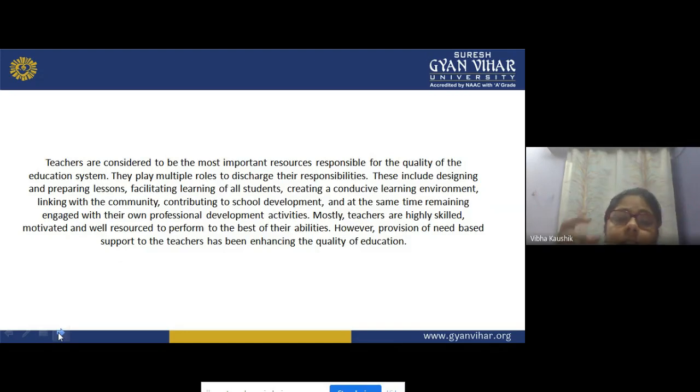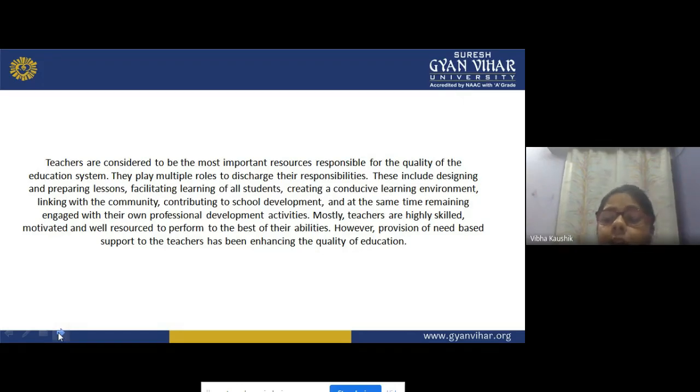Linking the community with the education. Contributing to school development: how the school's progress can be achieved with the help of community members, and at the same time remaining engaged with their professional development activities. And the last thing in which they are involved is the professional development activities. Now, what are the professional development activities? They can participate in seminars, they can participate in FDPs. Because of that, they are engaged in their own professional development activities also.